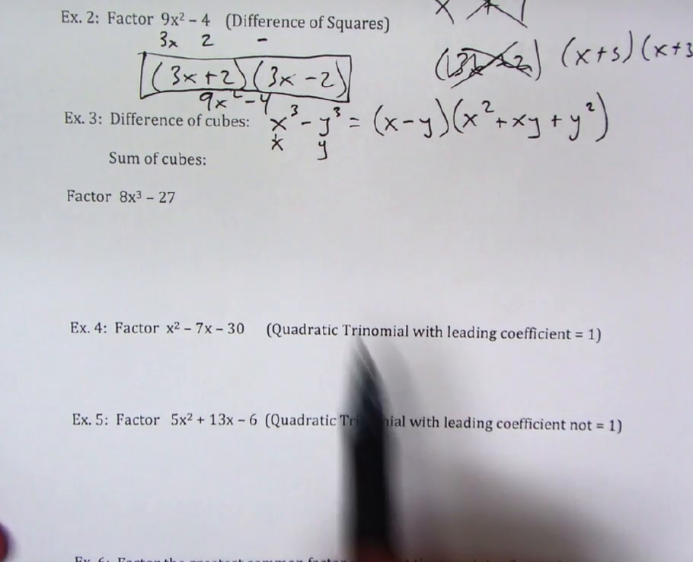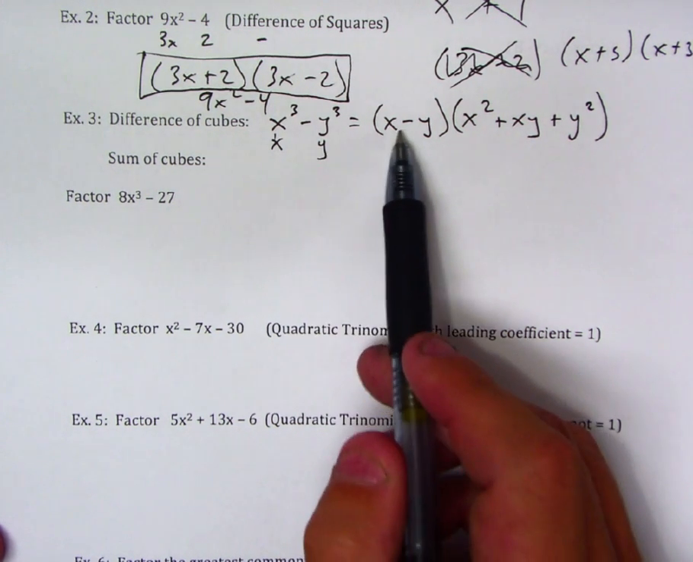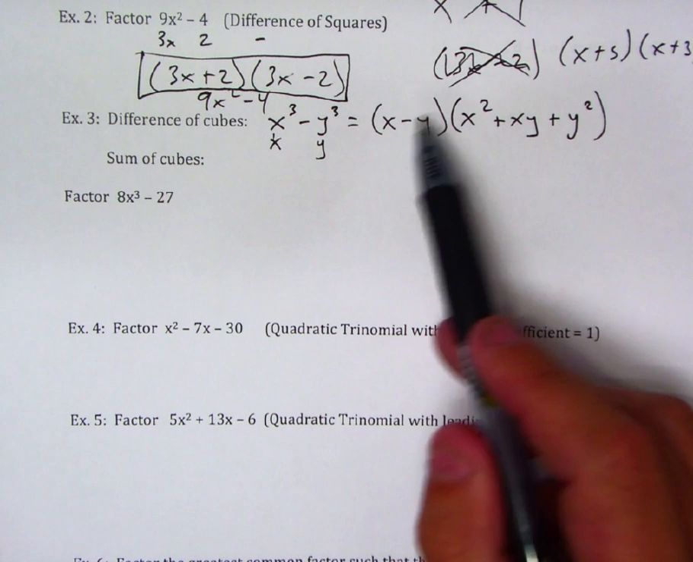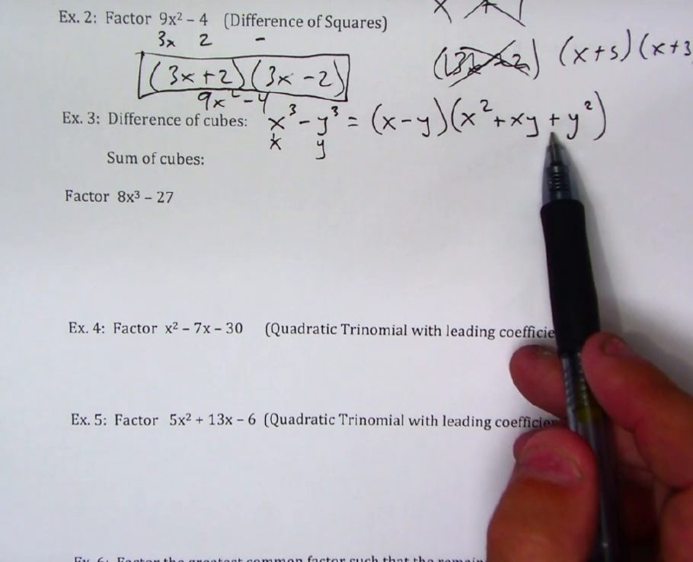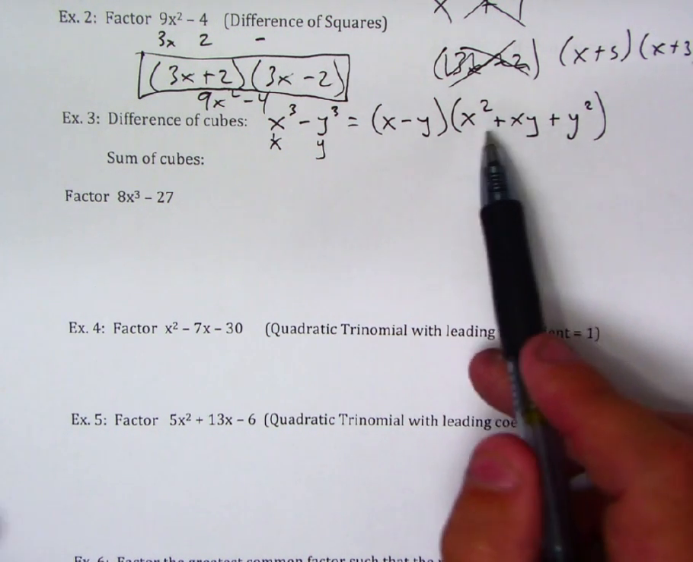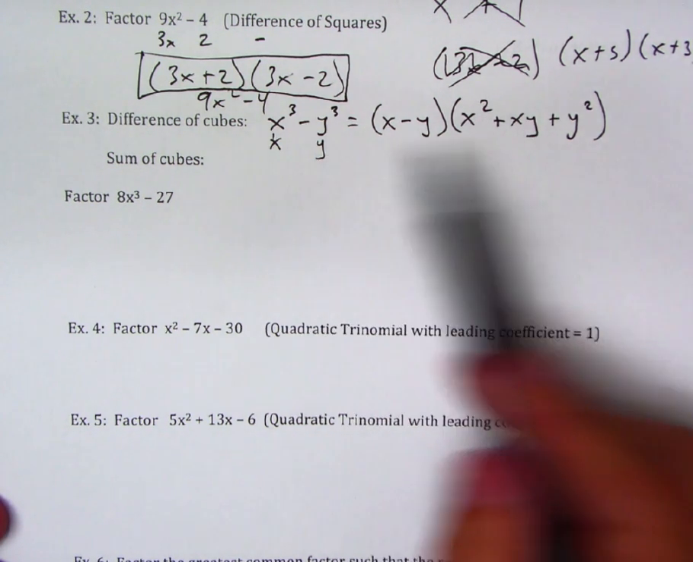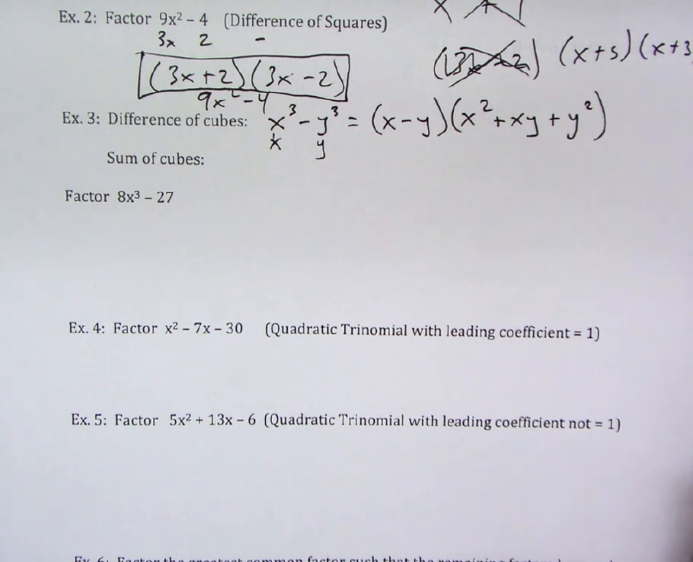So here's your formula. You find the cube roots. In the first set of parentheses, you keep the sign. Your second sign switches, and then the last one's always positive. Okay. In the second set, you square the first one, take the product of the two, and then square the second one. And we'll do an example with that.